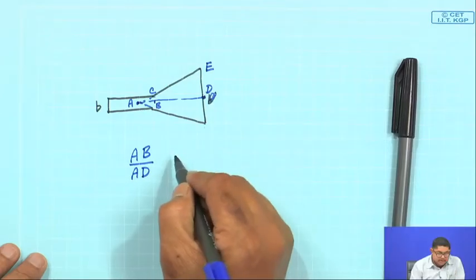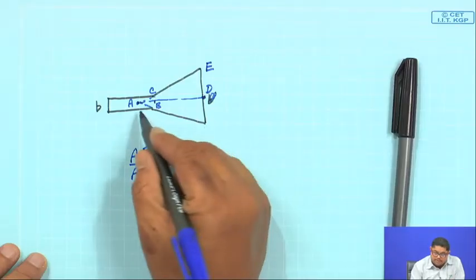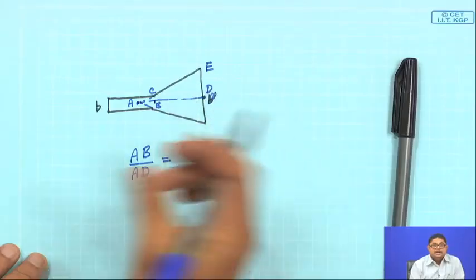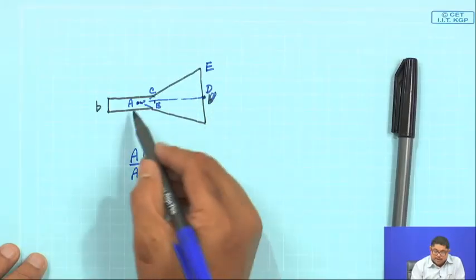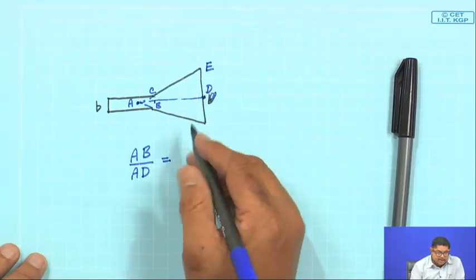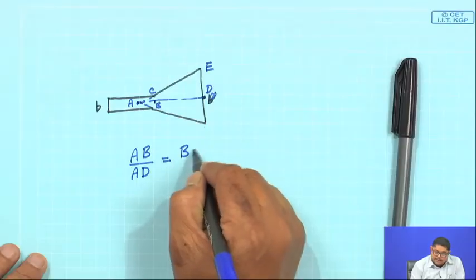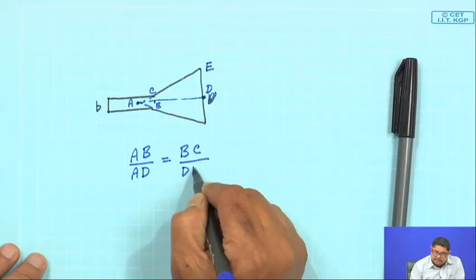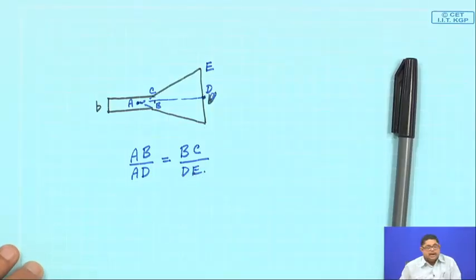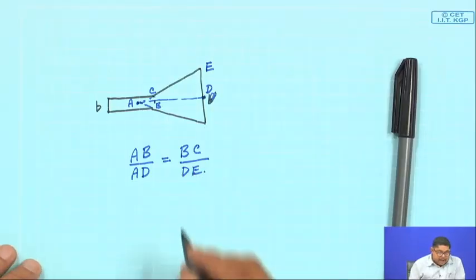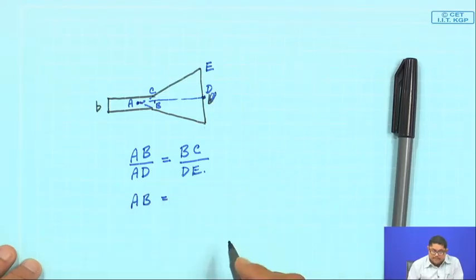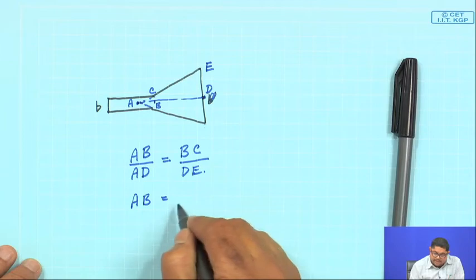So, here you can see easily that from geometry I can always write AB by AD is equal to AB by AD. You all agree that these are all similar triangles. So, AB by AD is equal to BC by DE. I can easily write this. And so, what is AB?